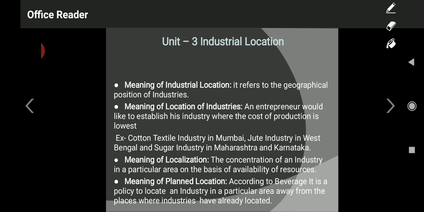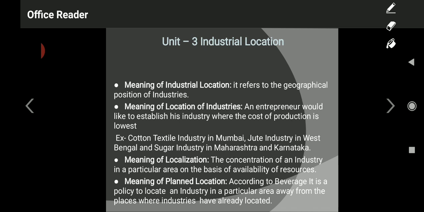Now coming to the next part of the same topic, that is the meaning of planned location. Here it is also a most important 2 marks question in the examination. Most of the times in the previous year question papers, this question was there. They may ask what is planned location. Planned location means, very interesting answer. The question itself tells you the meaning.